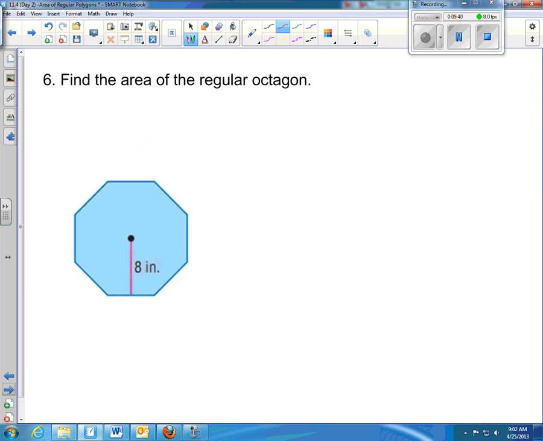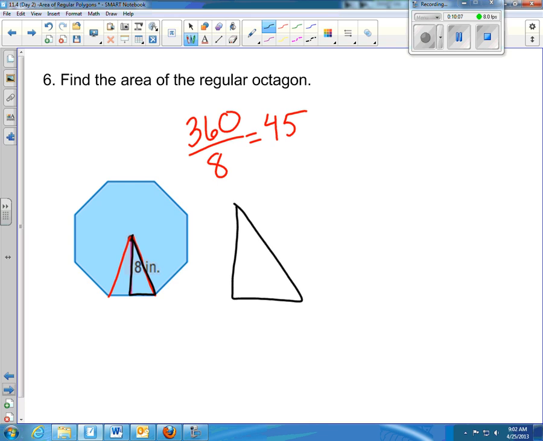All right, let's go ahead and look here at this regular octagon. This time we're given the height, so we actually only need to find the base. So we're going to just draw in our triangle. We're going to start off again with finding that central angle. So we take 360 and divide by 8, and we end up with a central angle of 45. Now remember, when we're doing this, we actually are only looking at half of that. So if we draw this out, we have a height of 8, and our angle is half of our central angle, so 22.5 degrees.